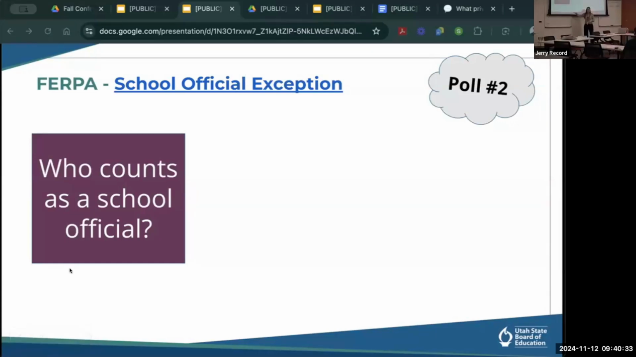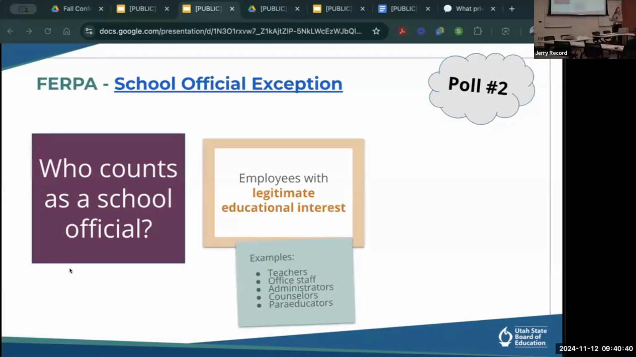A school official just means someone who is typically an employee of the school or district and someone who has a legitimate educational interest in student records. The most common example of this, teachers. So these are people who need information about kids to do their job. Can you imagine if every teacher had to get a consent form before learning every piece of information about a student? FERPA recognizes that's not feasible. People need information to educate a child. And the school official exception allows those employees to have access to that information.